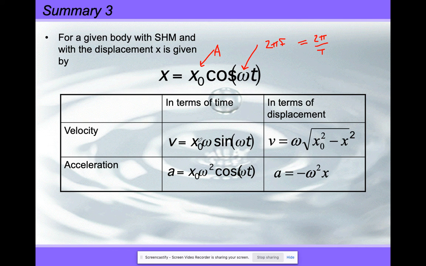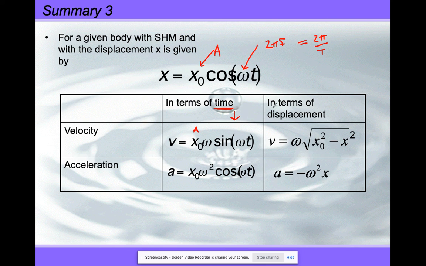Velocity again is omega times x naught, which again could be the amplitude, and then you put 2 pi f sine there. Acceleration is the same thing, but we have an omega squared. This is in terms of time. So if they give you time in the problem, you can use these equations.